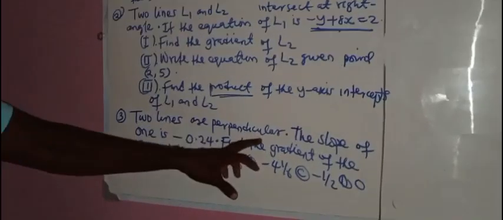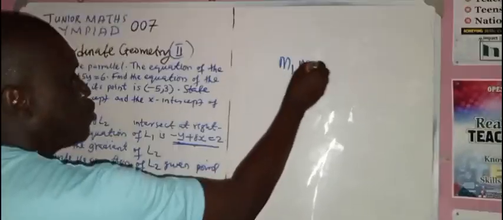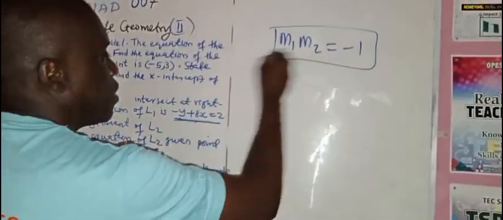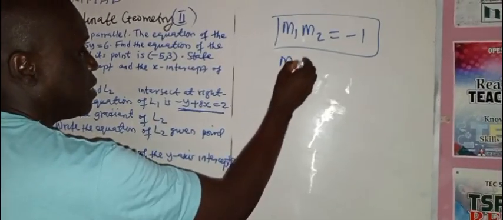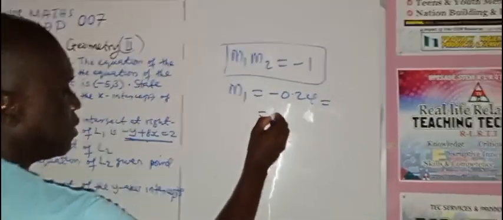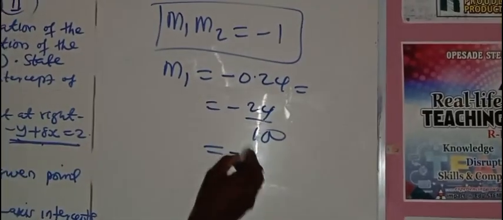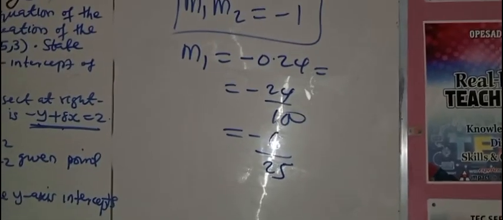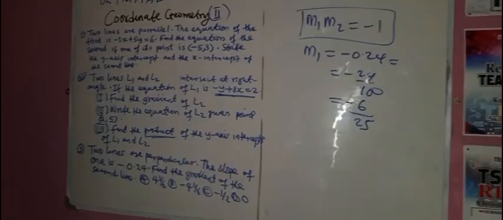Two lines are perpendicular. The slope of one is minus 0.24. Two lines are perpendicular when m1 times m2 is equal to minus 1. Simple. Now, you are given the slope of one, slope means gradient, to be minus 0.24. Change this to a fraction, that will be minus 24 over 100. Reduce to lowest terms: 4 can go here 6, 4 can go here 25. Yes, minus 6 over 25.